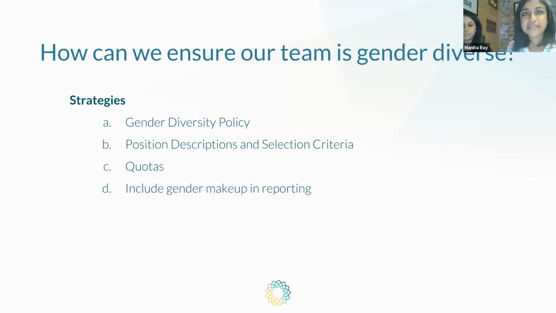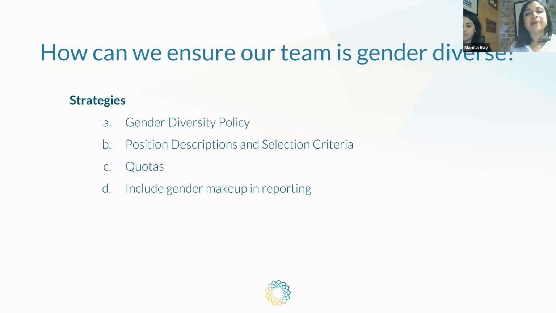So a few strategies we can use to ensure that you have a gender diverse team: again, we'll go back to a gender diversity policy. This is having a policy within your suite of policies that literally states that you have a very deliberate approach to considering gender across your organization, and in particular in how your team is structured. This can either be a statement or you can have a separate policy altogether. And again, position descriptions and selection criteria are really important. Position descriptions we've talked about before.